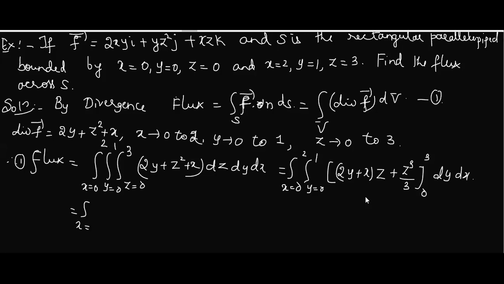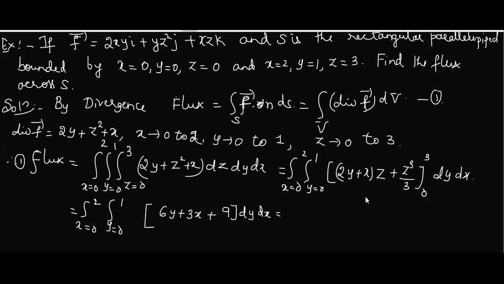So x is varying from 0 to 2, y is varying from 0 to 1. 6y plus 3x, very good, plus 9. Why 1? 3 cube divided by 3, how it will be 1? Sorry, ma'am, 3 square remains, no? 9.